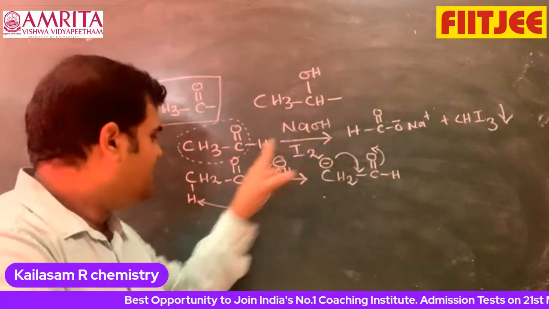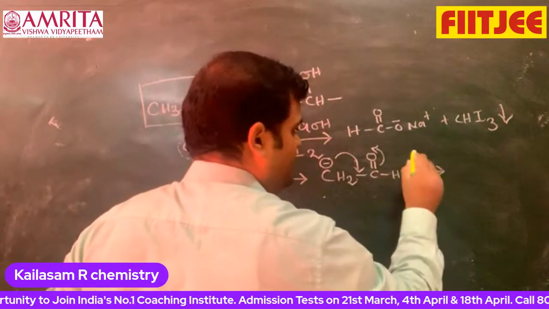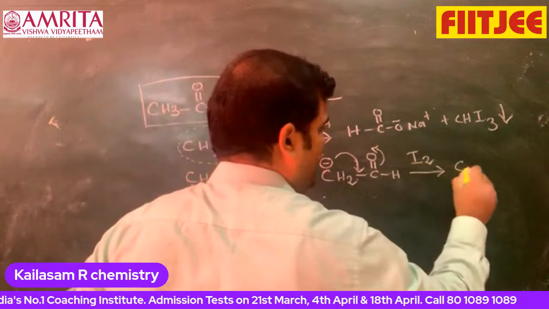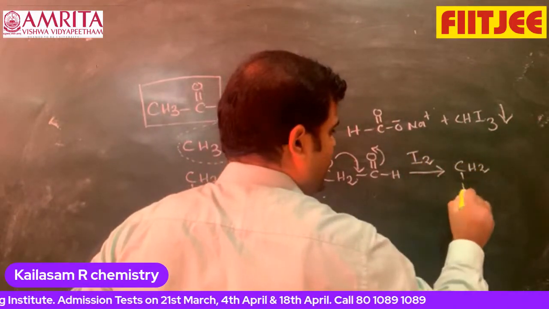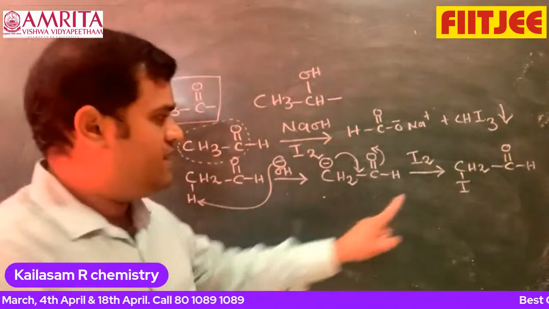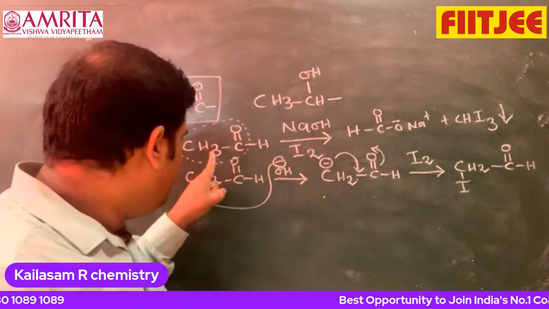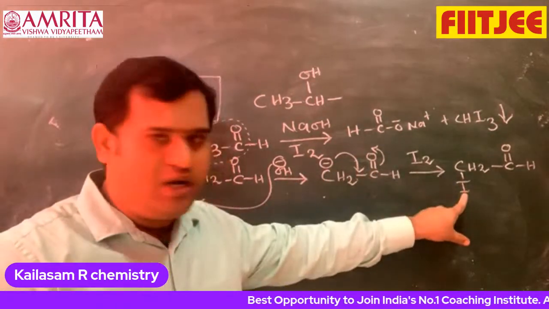Now I am using a basic medium, which is going to abstract the proton. Now I can write again as I2. Now I can write as CH2I, C double bond OH. Now the minus I group is attached. Observe that in the place of one hydrogen, I introduced one iodine.